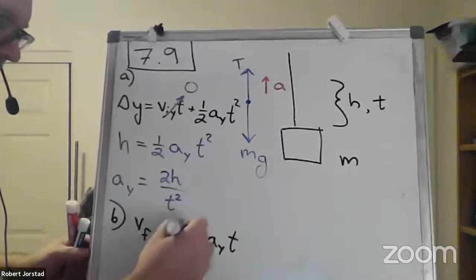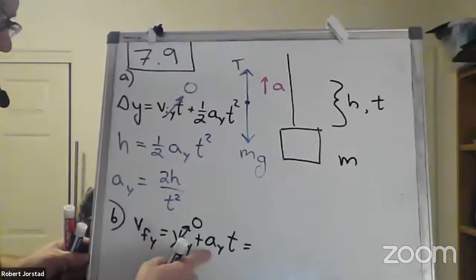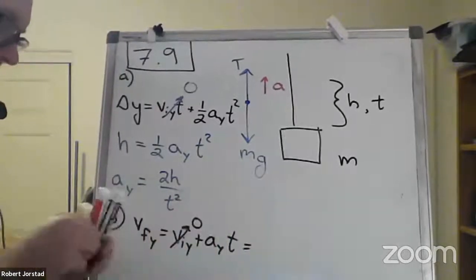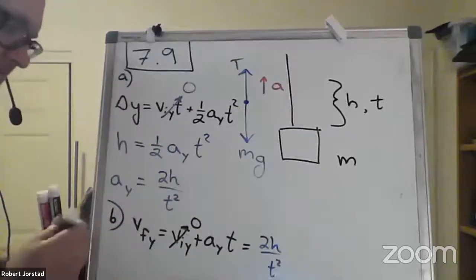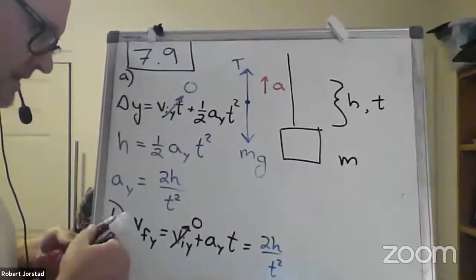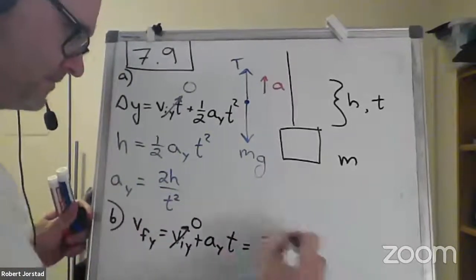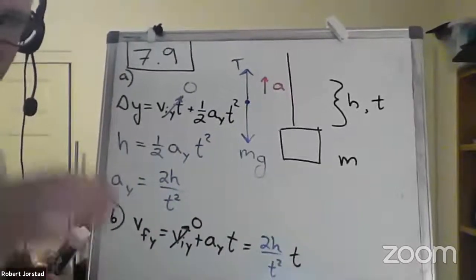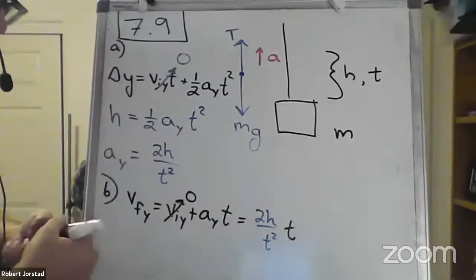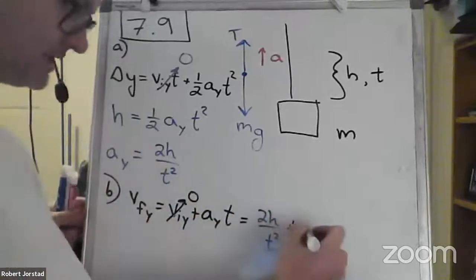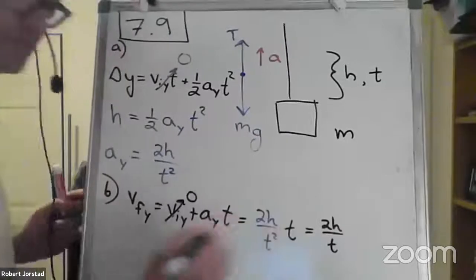All right, v initial y is 0 again. And so here, v final y, we know a y, that's just 2h over t squared times time. And notice it's not just distance over time. Do you see that? It's not just h divided by t. Even though h over t has the right units, it's actually 2h over t.